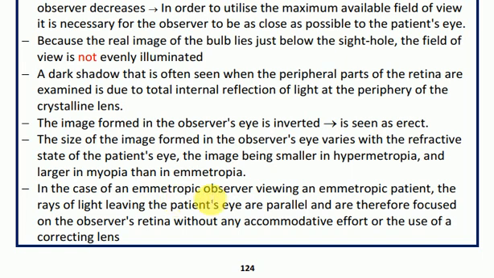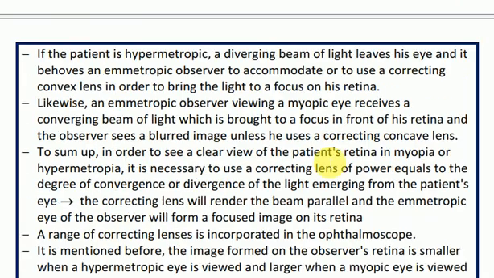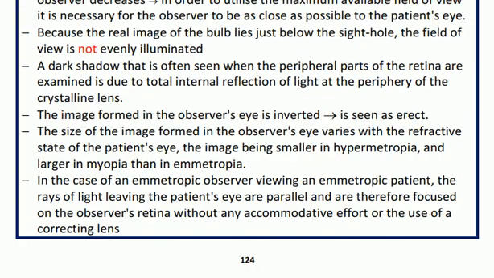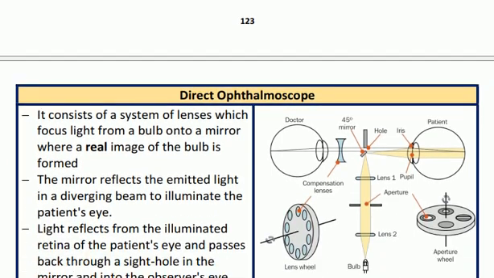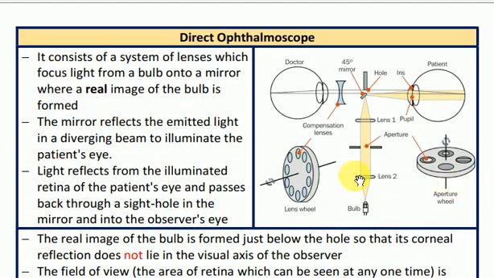Now when the observer is emmetrope and the patient is also emmetrope, the rays of light which leave the patient's eye are parallel and they are focused on the observer's retina without any accommodative effort or the use of a correcting lens. Now if the patient is either myopic or hypermetropic, then there are correcting lenses. These are the correcting lenses. This is the lens wheel. We should select according to the patient's refraction.